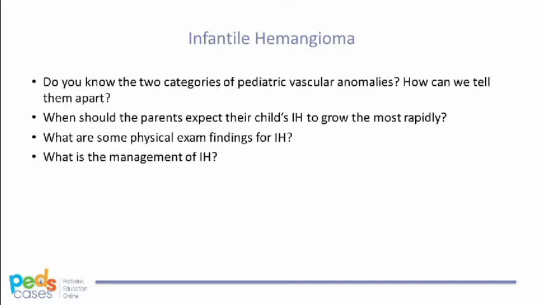Vascular malformations are lesions involving abnormal blood vessels. They progress slowly and do not proliferate. Arteriovenous malformations are vascular malformations. So when should the parents expect their child's infantile hemangioma to grow the most rapidly? Infantile hemangiomas proliferate in the first 3 months of life, with the most rapid proliferation occurring around 5 to 7 weeks. And what are some physical exam findings for infantile hemangiomas?